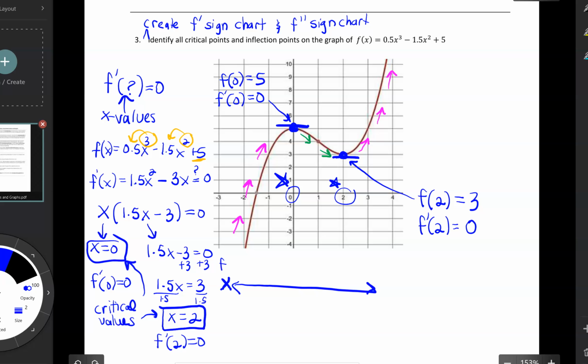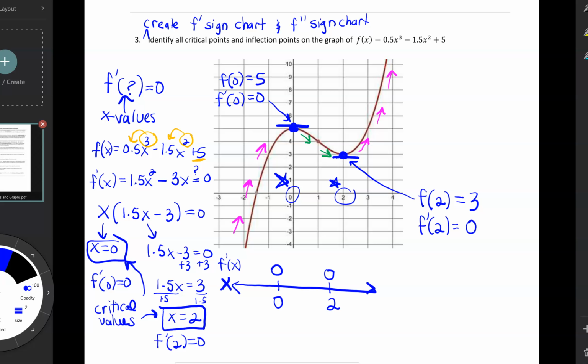This is a sign chart for f prime of x, so I'm going to label the sign chart f prime of x, and I put that above the x-axis because the output descriptions go above the number line. Then I just put those 2 points there, 0 and 2 are my x values. And my MATLAB is just going to put zeros above that because the outputs would be 0 there.